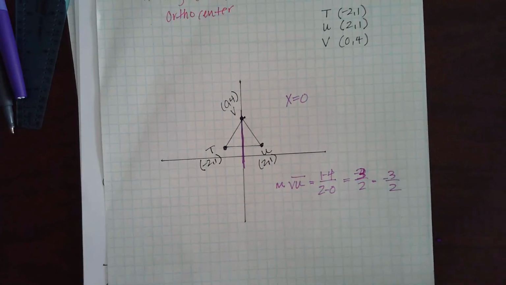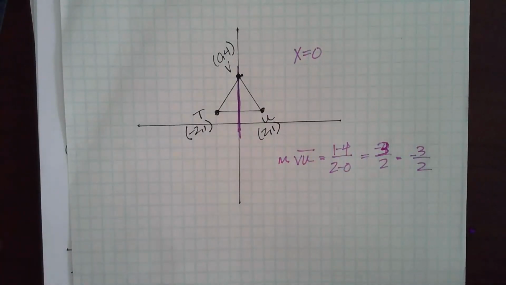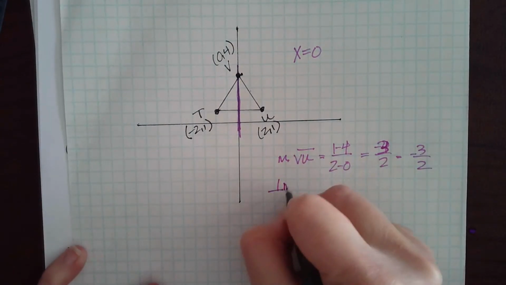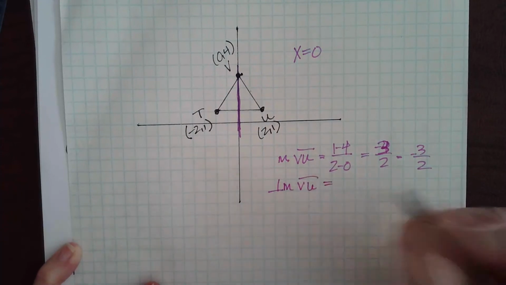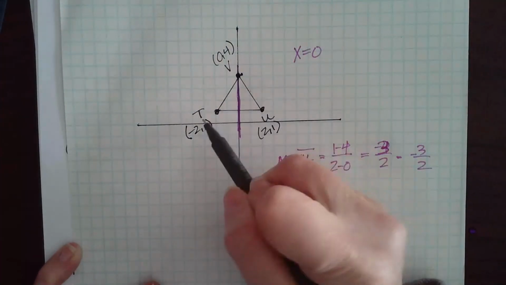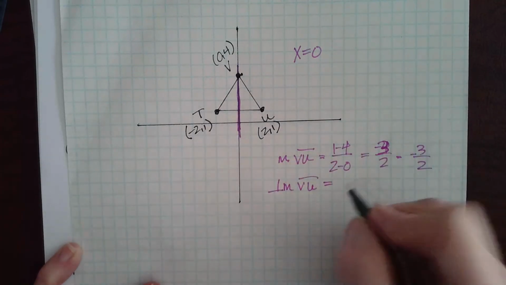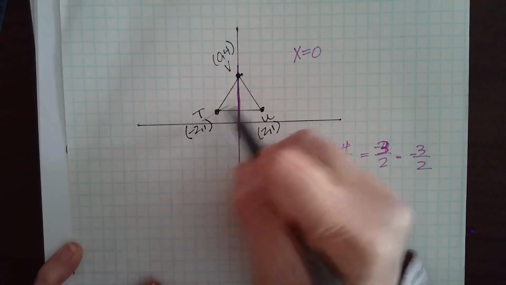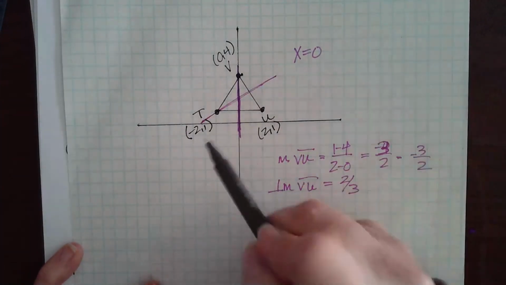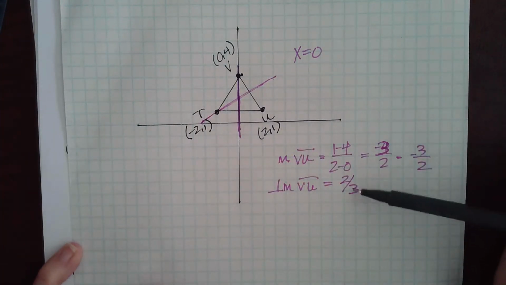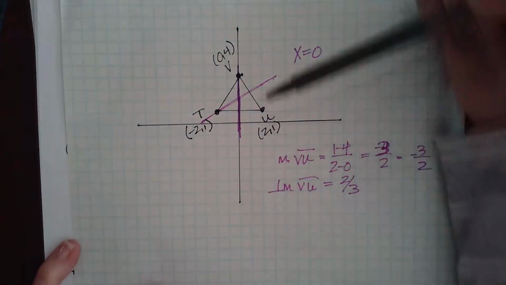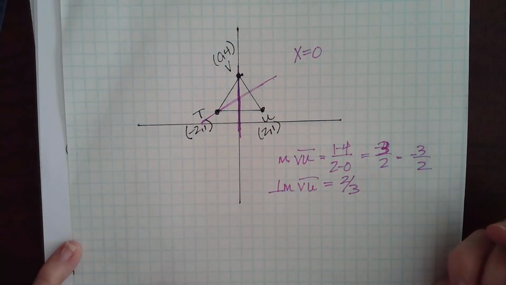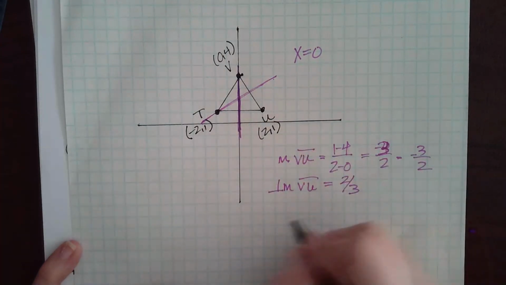I did this because I need to find the equation of the line from T perpendicular to this. So now I want to take the perpendicular slope of V to U, because I don't want this slope. My line has to be perpendicular to it, right? So I need to take the opposite reciprocal. So this altitude that I'm drawing in here has to have a slope of 2/3, because it has to be perpendicular to this line.